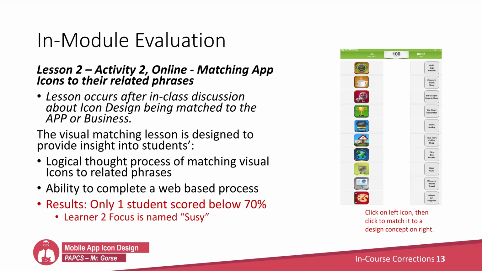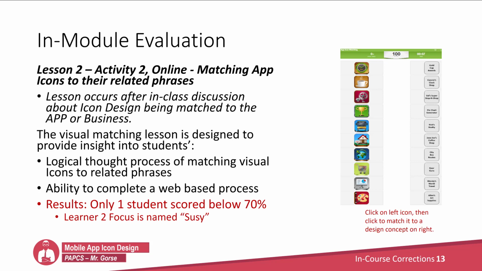The lesson occurs after the in-class discussion about icon design being matched to the app or the business, because there should be a correlation between what you see visually in your icon and the business or the app that you've developed for it. The visual matching lesson is designed to provide insight into students' logical thought process of matching visual icons to related phrases and their ability to complete a web-based process.